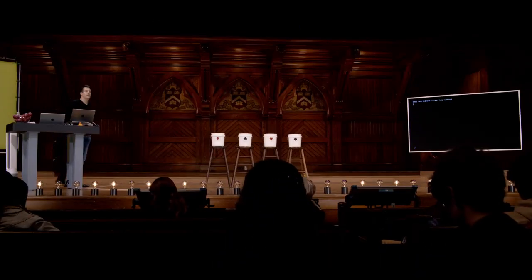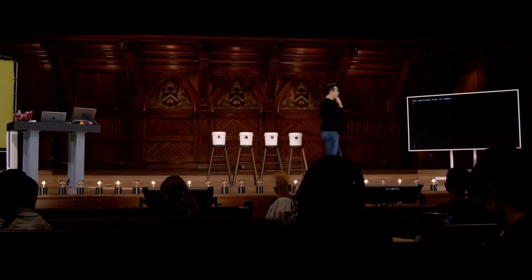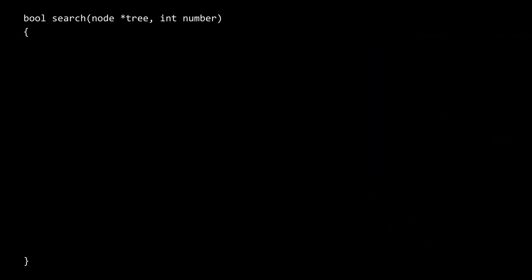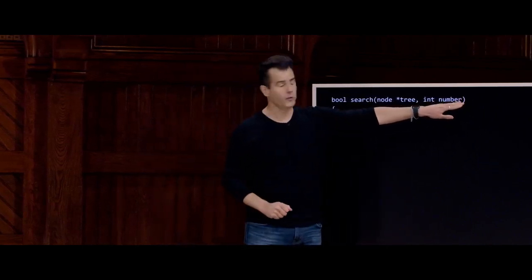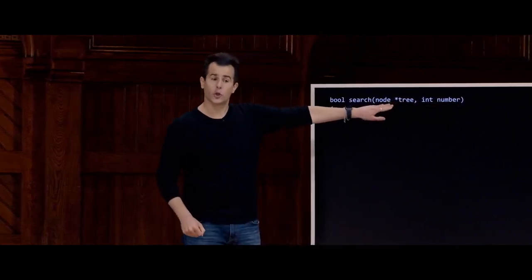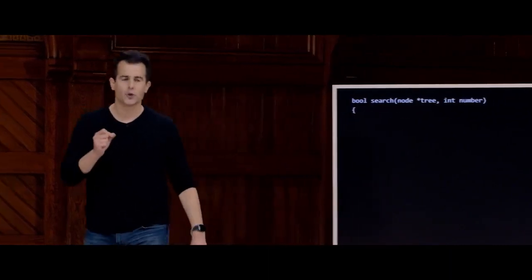Here is, for instance, a function that I'll write by just clicking through steps called search, whose purpose in life is to return a Boolean, true or false, the number I'm looking for is in the tree. This search function, therefore, takes two arguments, the number I'm looking for, called number, and then a pointer to the tree, the so-called root of the tree. Now, how can I implement binary search in code?